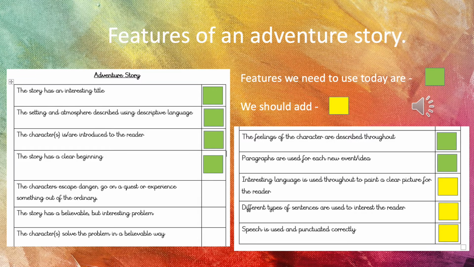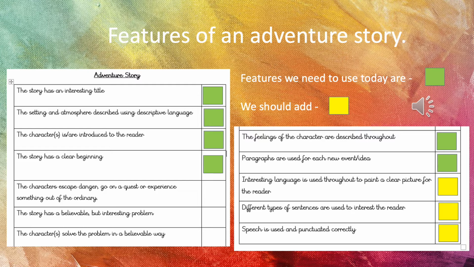The green boxes show the features we need to use today, and the yellow boxes show other features that we should add to improve the quality of our writing. First of all, we should have a story that has an interesting title. The setting and atmosphere described uses descriptive language. Characters are introduced to the reader. We know about them. The story has a clear beginning, so we know what they're trying to achieve and where they are. It's simple but clear.